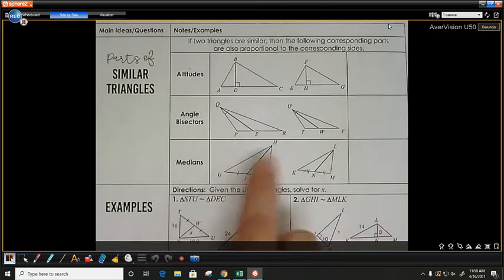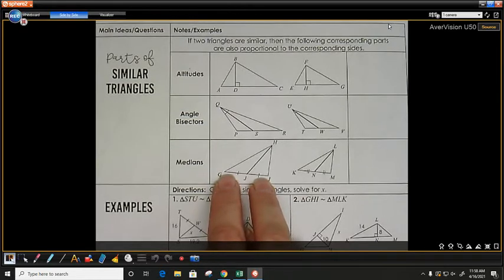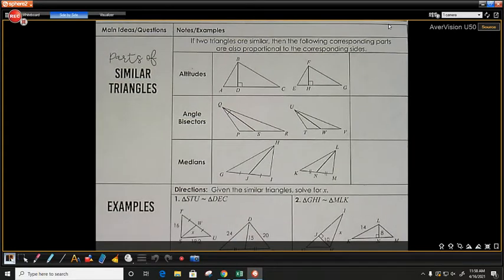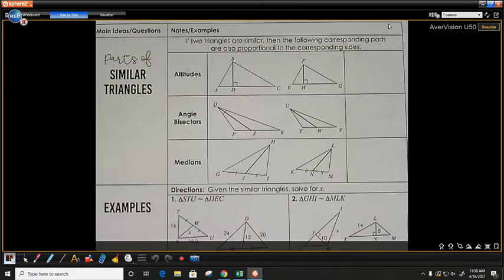It's not necessarily an angle bisector. It is a segment bisector. It cuts that opposite side of the triangle into two congruent segments. Okay? So now we're going to look at these specific parts of our triangles within our similar triangles. If two triangles are similar, then the following corresponding parts are also proportional to the corresponding sides.